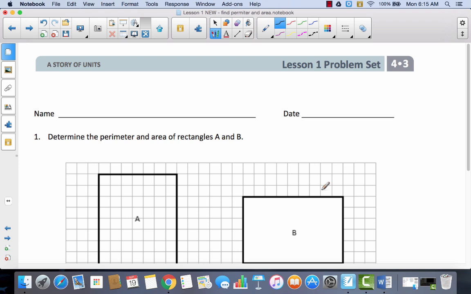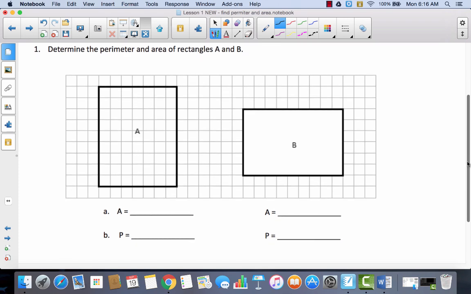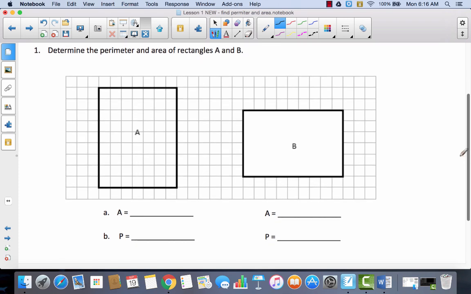So in your problem set, I want you to go ahead and write your name, and then we're going to determine the perimeter and the area of rectangles A and B. So in your Zern lesson, you learned that area is equal to all the boxes inside, and you learned that perimeter is around. So there's a couple of ways that you could find the area.